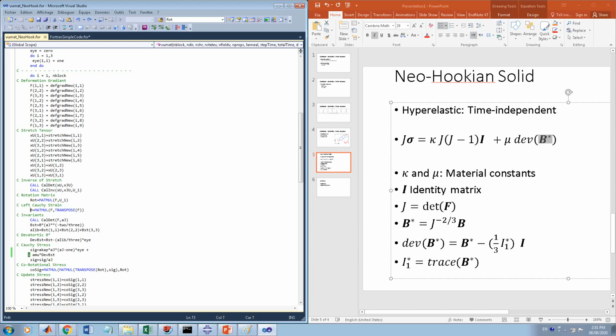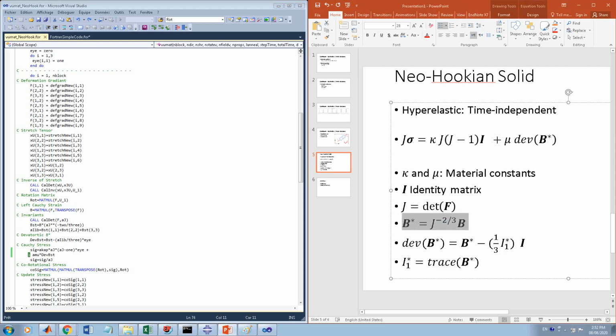So I've defined B. Again, you have to define B as a 3 by 3 matrix, okay? P, B, rot, XU, F, you have to define them. Then I wanted to calculate the determinant of F, which is J. So I need J. Kappa I have. Kappa and mu are constants. So I have to define J, B, and I have to define B star. What is B star? B star is this formula.